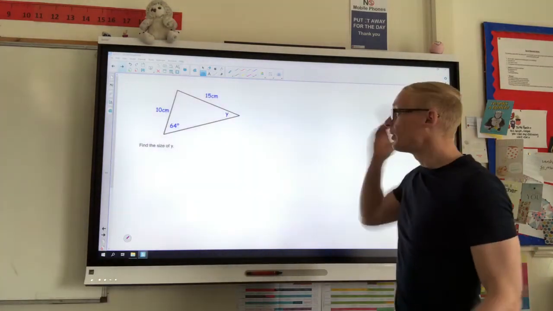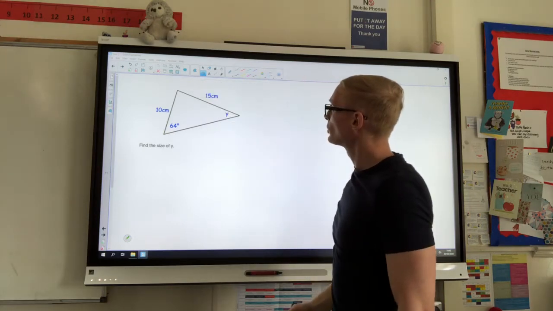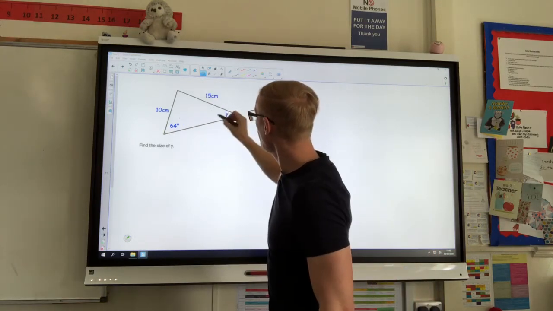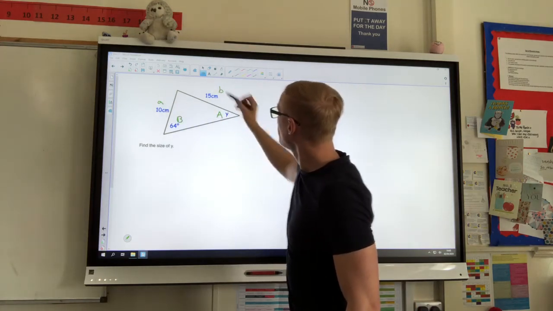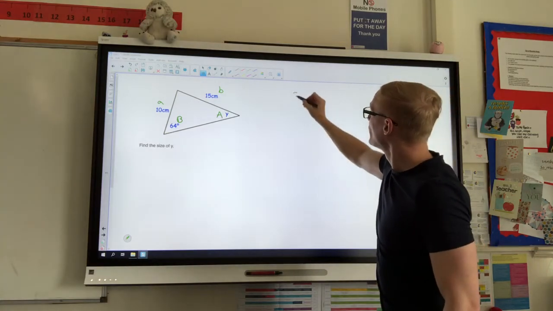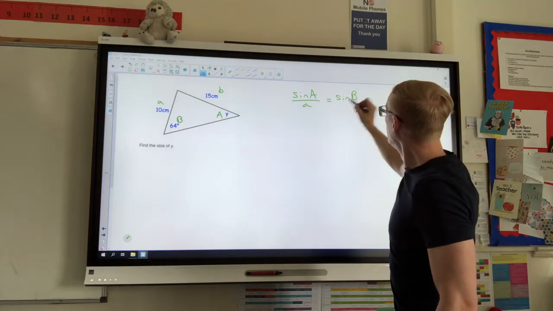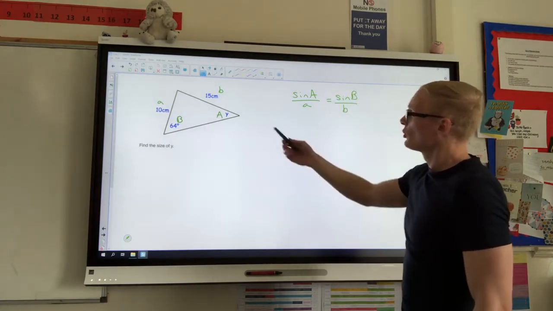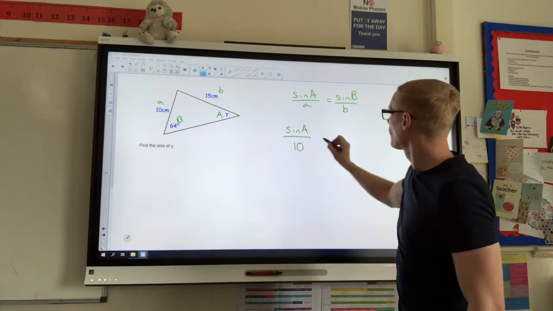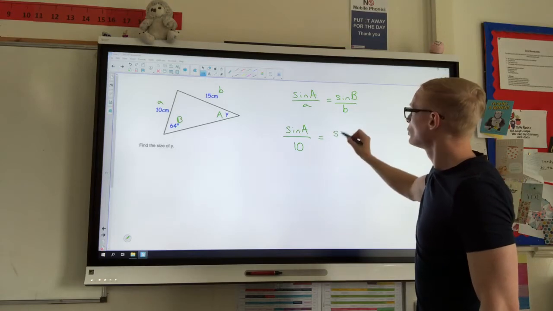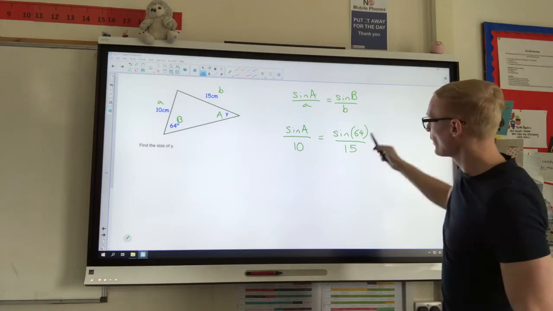Okay, second example, very similar. Label your sides and your angles first. So I'm looking for, let's say, A here, and then B and B. So the formula looks like this when we're looking to find an angle. Sine A over A is equal to sine B over B. So I've got sine A is what I'm looking for, over 10, equal to sine 64 over 15. Multiply the 10 up.